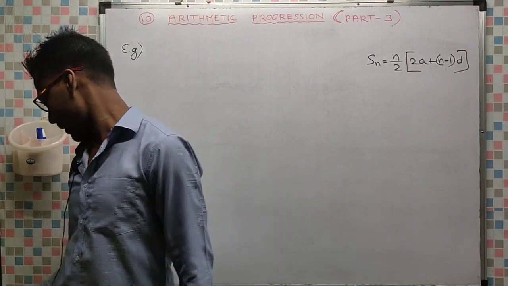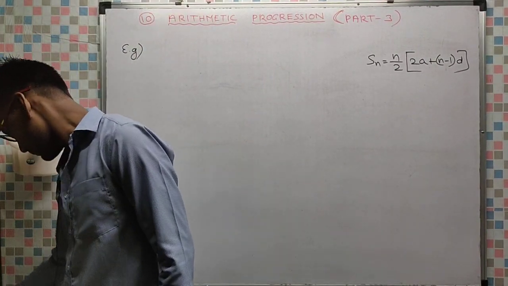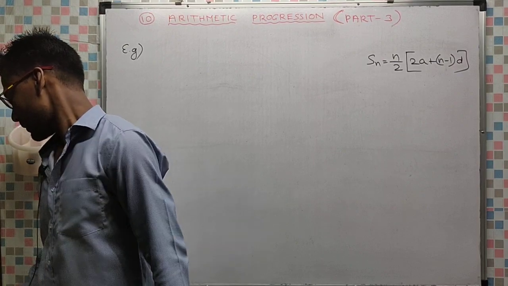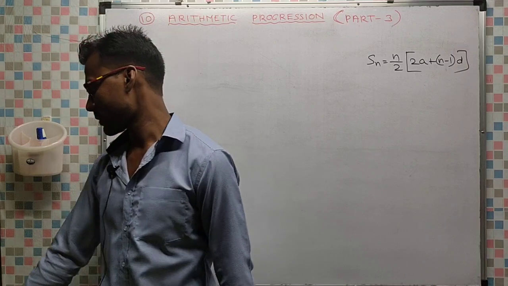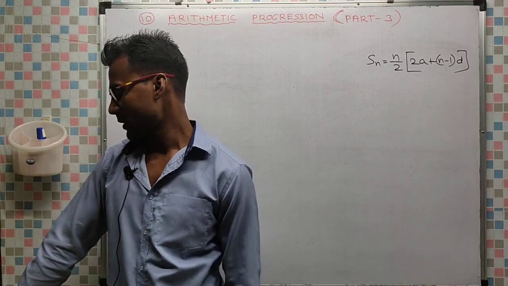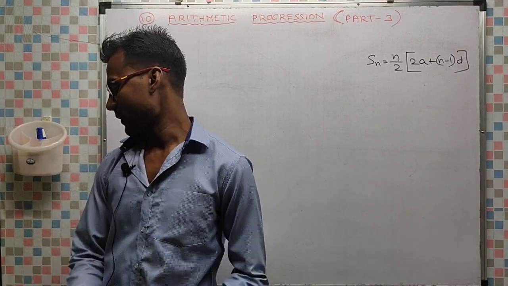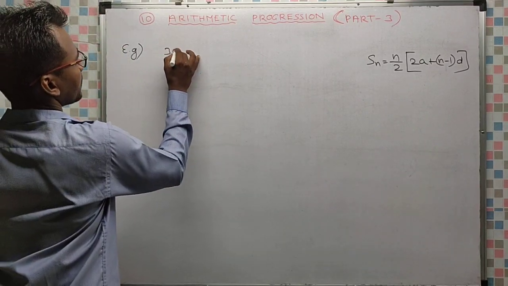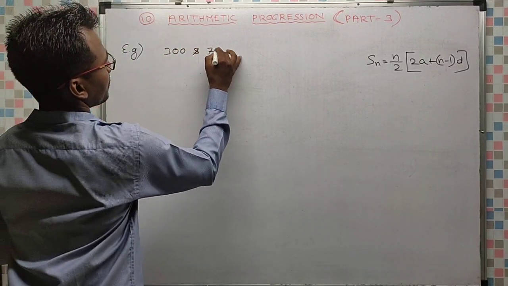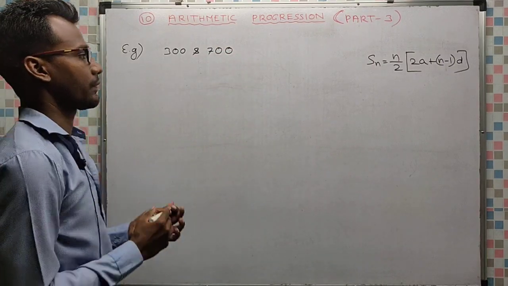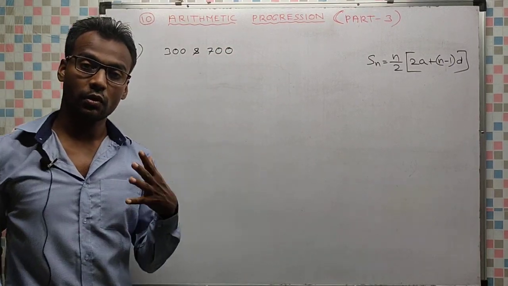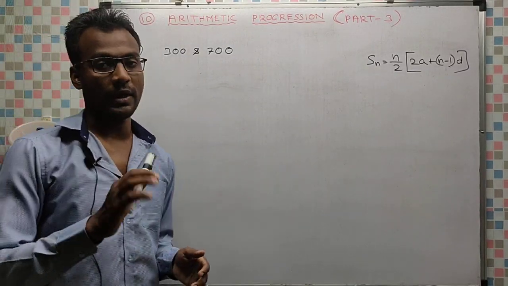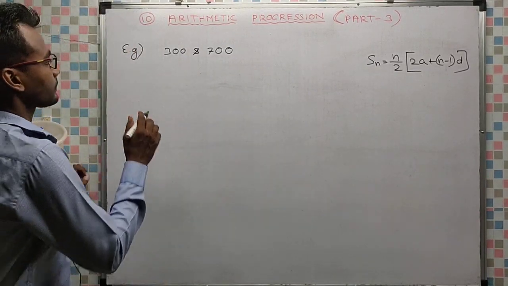Let us move to another example. Find the sum of all multiples of 7 lying between 300 and 700. You have to find the sum of all the multiples of 7 between 300 and 700. First, you have to find the AP.